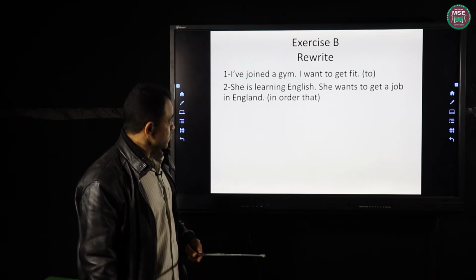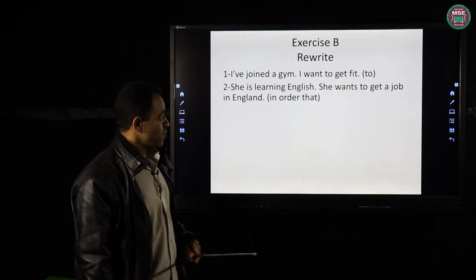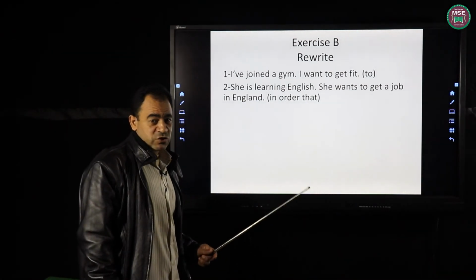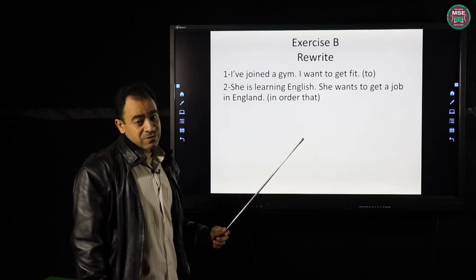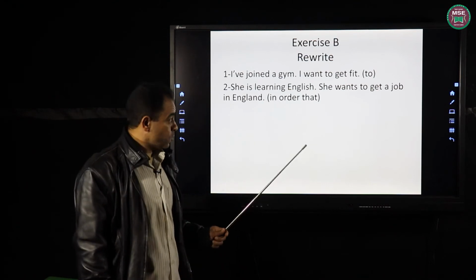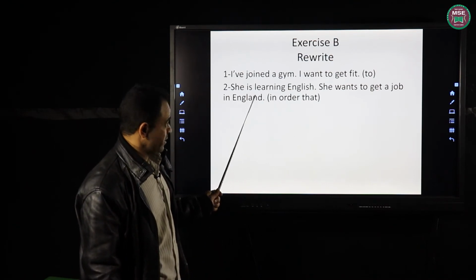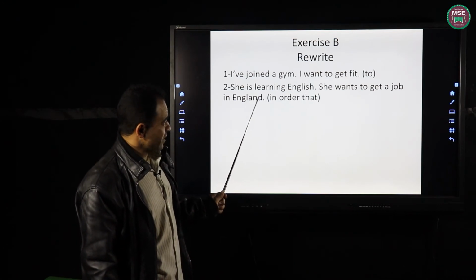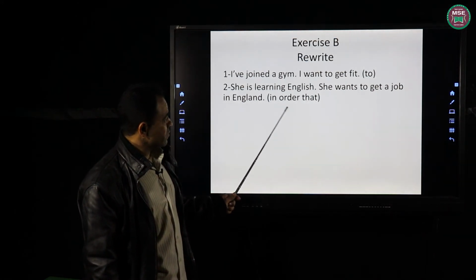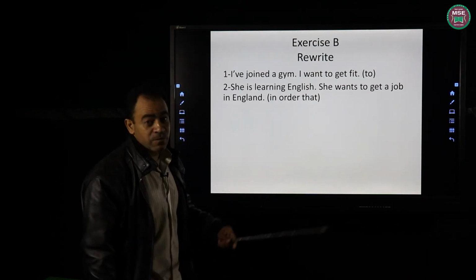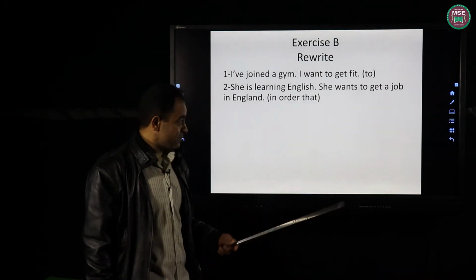Number 2, she's learning English. She wants to get a job in England. In order that. You remember in order that? After it, we need the subject and then can or may or will if the first part is present. Yes, it's present here. She's learning English in order that she what? She can get a job in England. Very good. That's great.